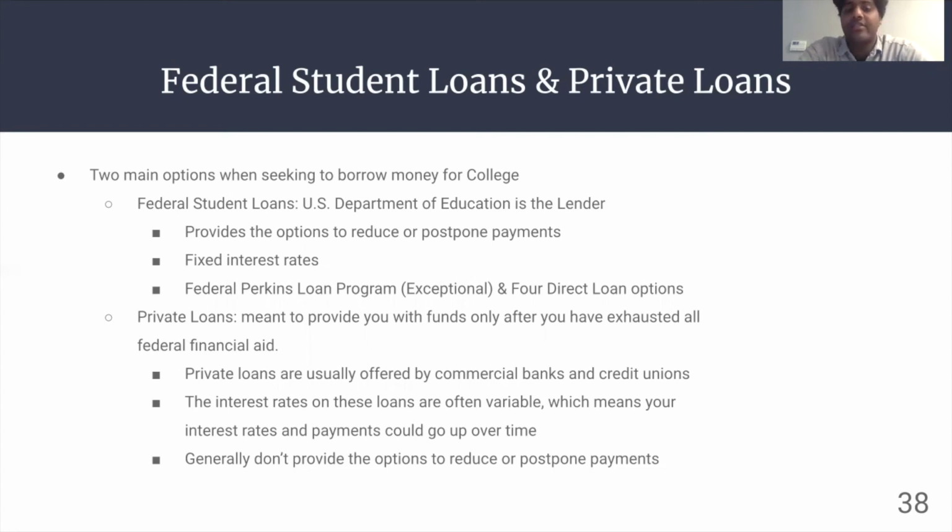This is because it's provided straight from the US Department of Education, and it gives you the option to reduce or postpone payments. They have fixed interest rates, whereas the private loans are offered by traditional lenders like commercial banks and credit unions, and the interest rates on those as a result are variable, which means that your payments could go up over time. And also the big thing is that they generally do not provide the option to reduce or postpone payments in private loans. So it is best to go with the federal student loans.